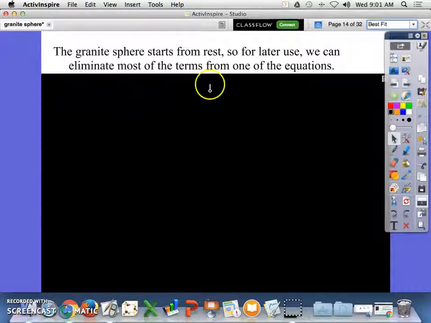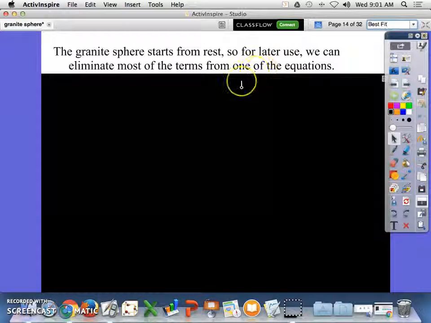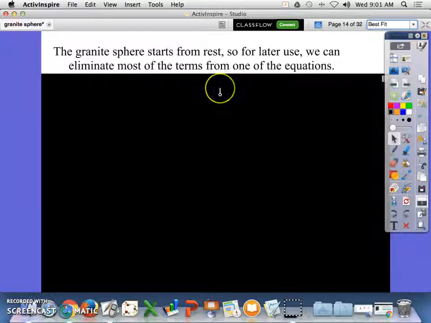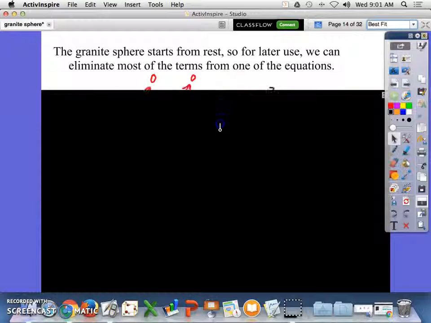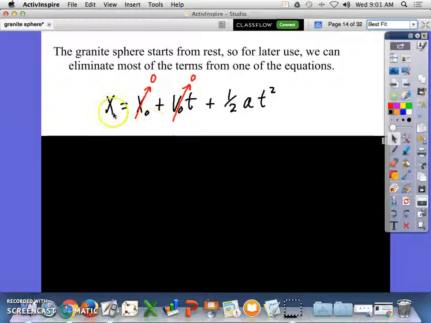Okay, so this granite sphere started from rest. Got a good shot of that in the video. So for later use, we can eliminate most of the terms for one of the equations. Even though this is spinning, the ribbon coming out from the sphere was moving in a linear fashion. So we can use these linear equations that we're used to because they describe the ribbon's motion.